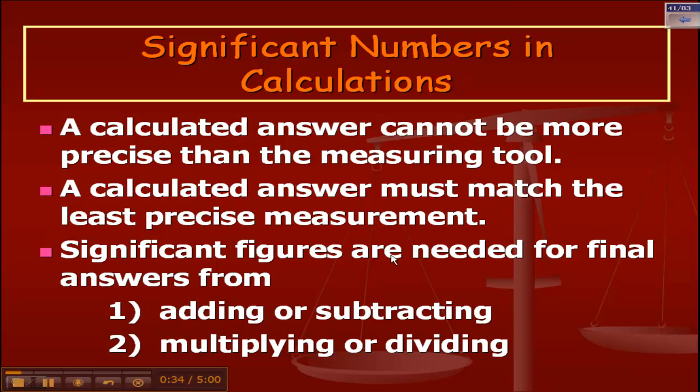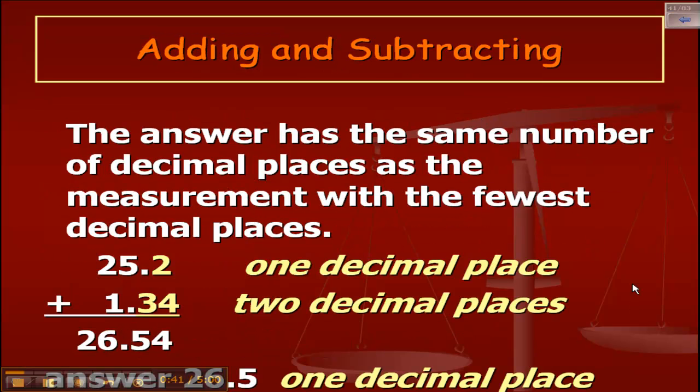We also need to know the rules for when we add or subtract or multiply or divide. So when you add or subtract, you would need the same number of decimal places as the number with the least or the fewest decimal places. So if we were to add 25.2 and 1.34, we would get 26.54 in our calculator, but we would report our answer as 26.5 because 25.2 only has 1 decimal point.